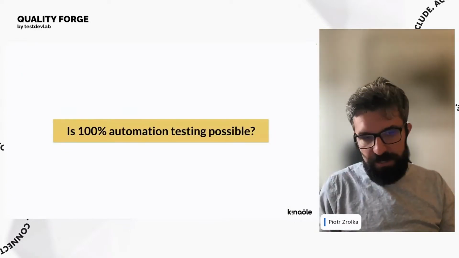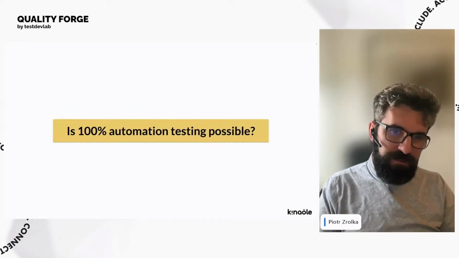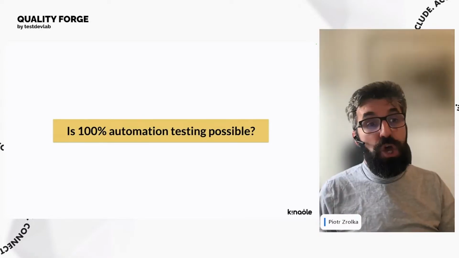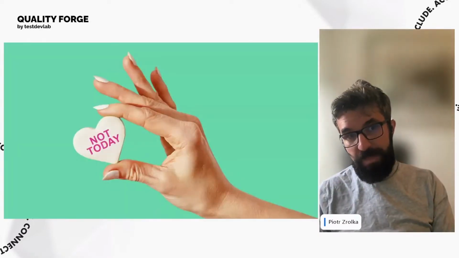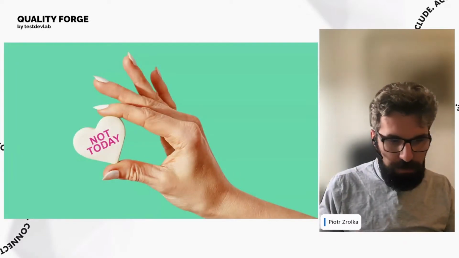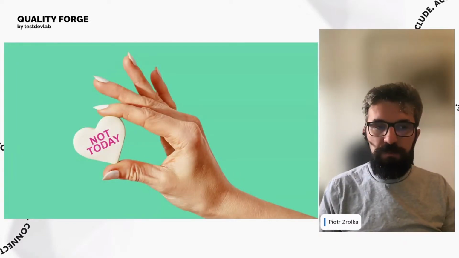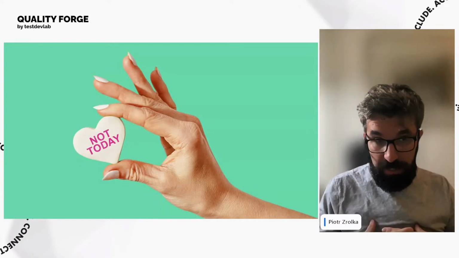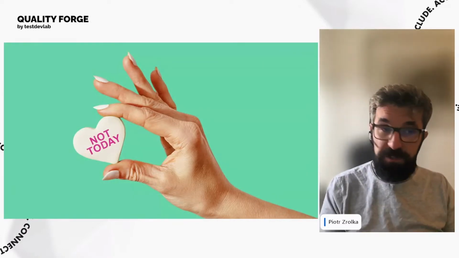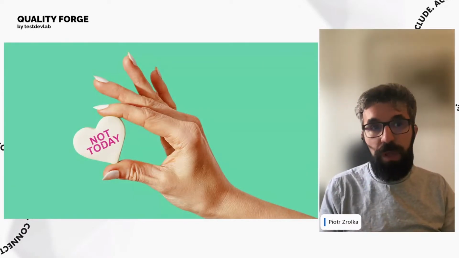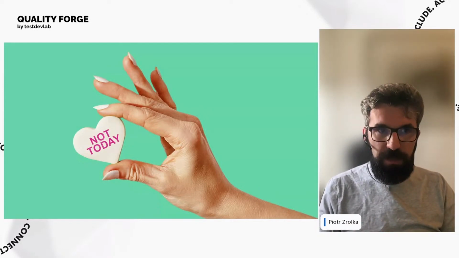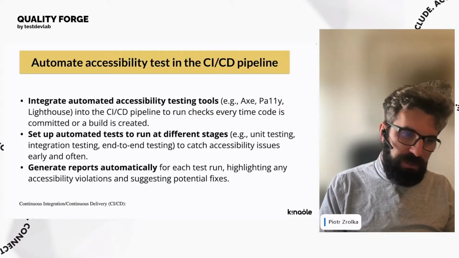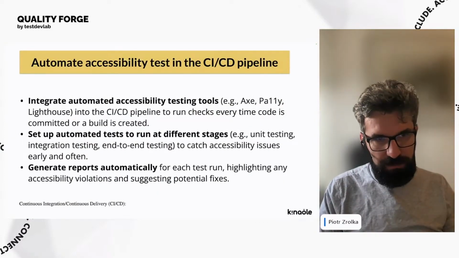Of course, there is a concept of automation. Is 100% automation testing possible? No, not today. I would say approximately 25 to even 45% of functionality, but still, the technology is evolving. There is artificial intelligence that might help us ensure that we are building the right product. But what can we do on the level of continuous integration and continuous delivery?